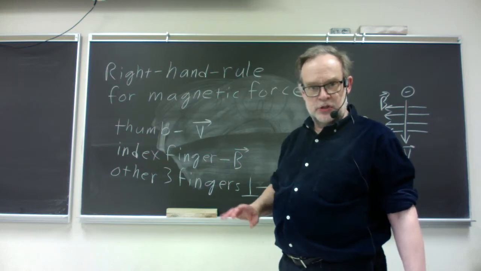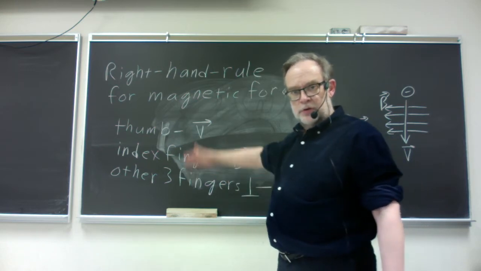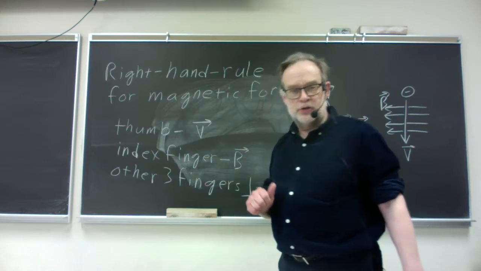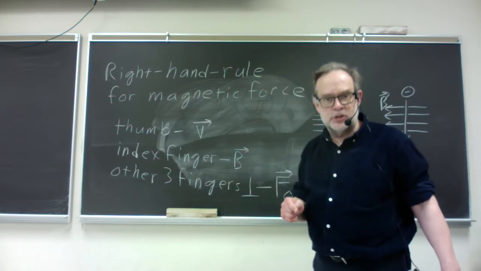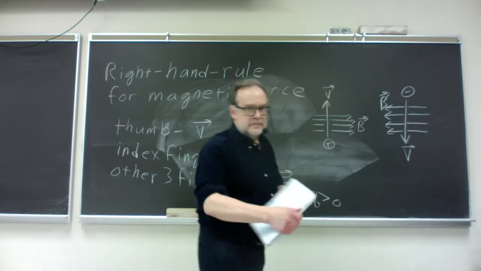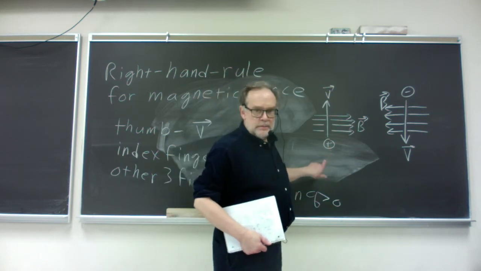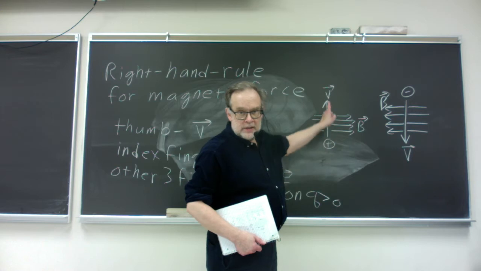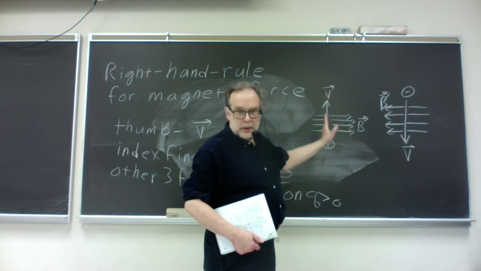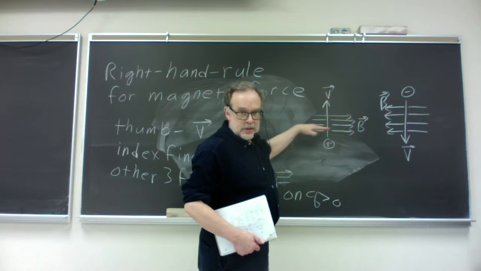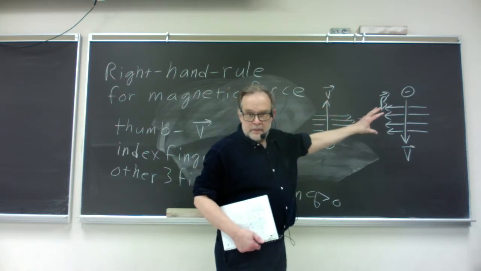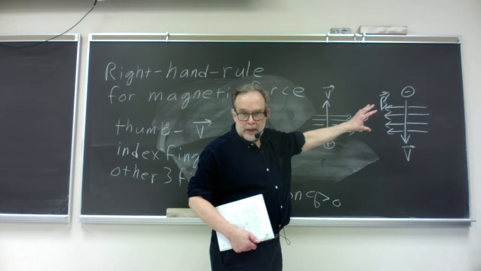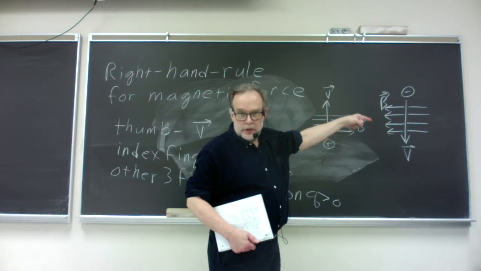It makes more sense to talk about this in a specific example than in general and abstract terms. So let's look at this. So imagine a positively charged particle, and the velocity is this way, in the plane of the blackboard and straight up. And then there's a magnetic field pointing in the plane of the blackboard and pointing straight to the right.